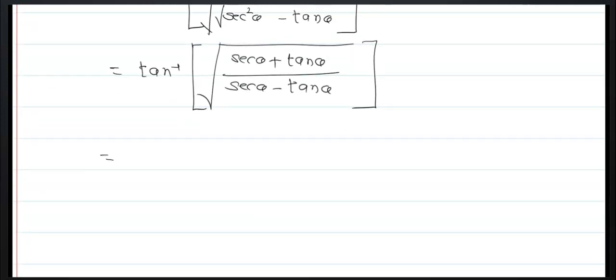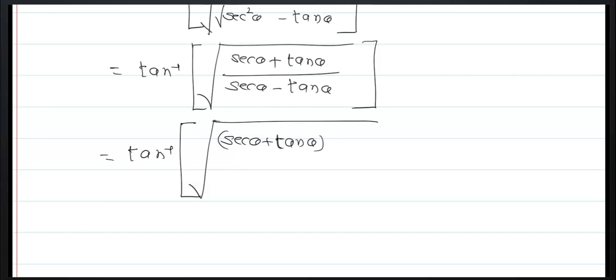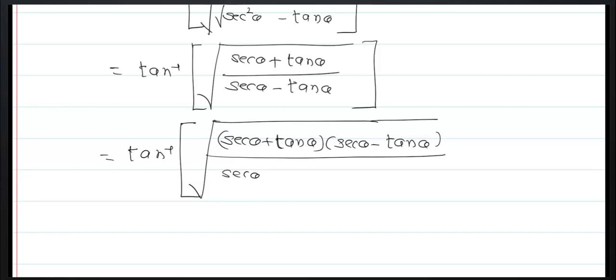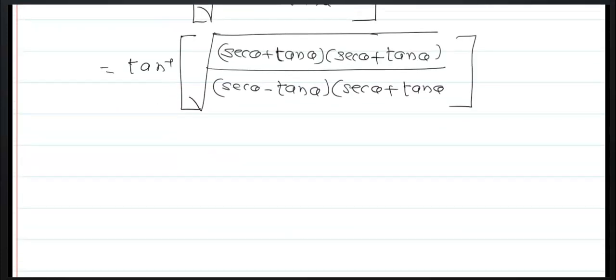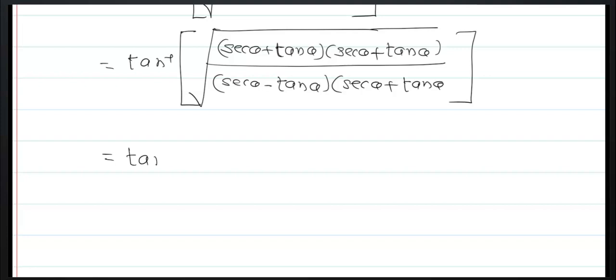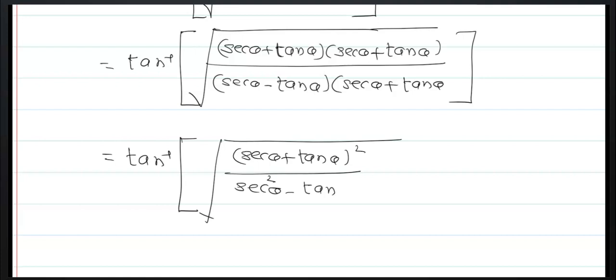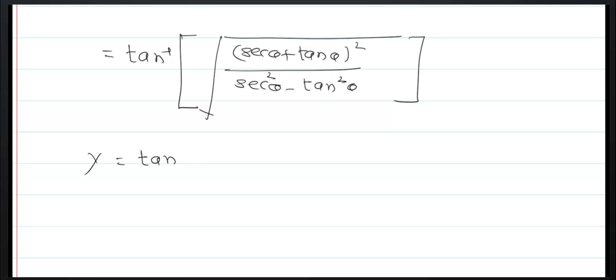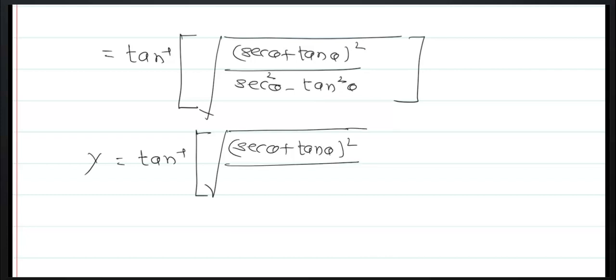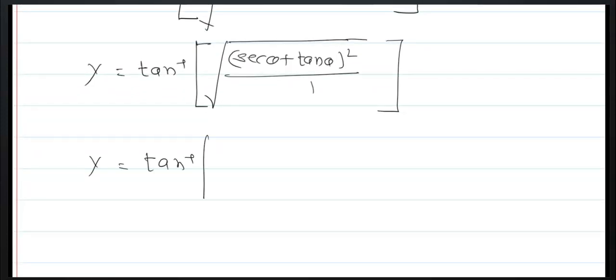Now multiply the numerator and the denominator by sec theta plus tan theta, the conjugate of sec theta minus tan theta. There must be a plus sign here, I think, my mistake. Multiplied numerator and denominator by sec theta plus tan theta. Then in the numerator you will get the bracket square and in the denominator you will get sec square theta minus tan square theta. Its value is 1. Therefore, y is equal to tan inverse of sec theta plus tan theta.